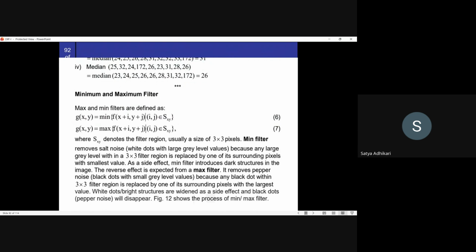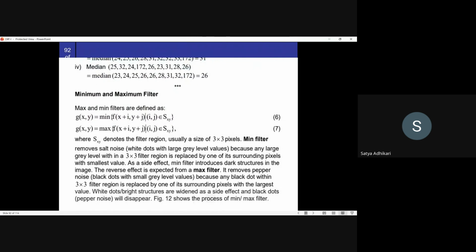The min filter removes salt noise, white dots with large gray level values, because we take the minimum value. So minimum value means the maximum value must be replaced. If the maximum value is replaced, that is the replacement of white color. You know that 0 to 255 is the gray level range, and 255 is the maximum value. So if you take the minimum, the brighter value is replaced. That is why it is called salt noise. You know that the color of salt is white. So that is why the name is salt noise, as white dots with large gray level values. The name is salt because the salt color is white.